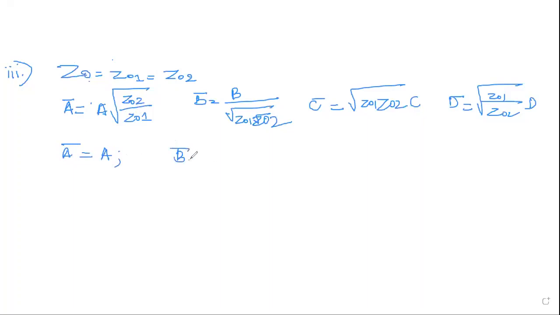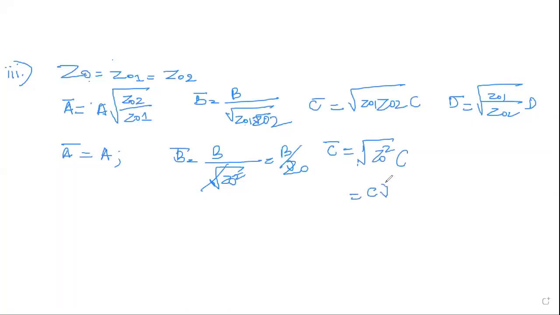Now for B bar, it is B divided by square root of Z0 into square root of Z0, which is nothing but square root of Z0 square. So your square and square root will get cancelled. You will be getting B bar as B by Z0. Similarly, for C bar, it is square root of Z0 square into C, where it is C into Z0, because the square and square root get cancelled. Similarly, D bar is nothing but D, because both get cancelled by the division.